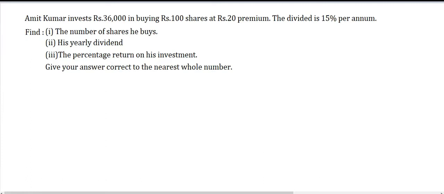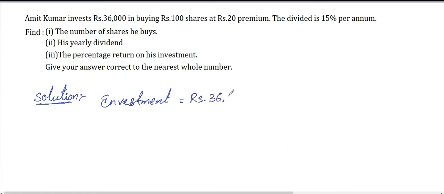Let's solve the question which I have written on the whiteboard. Amit Kumar invests rupees 36,000 in buying rupees 100 shares at rupees 20 premium. The dividend is 15% per annum, and we need to find the number of shares he buys, his yearly dividend, and the percentage return on his investment.